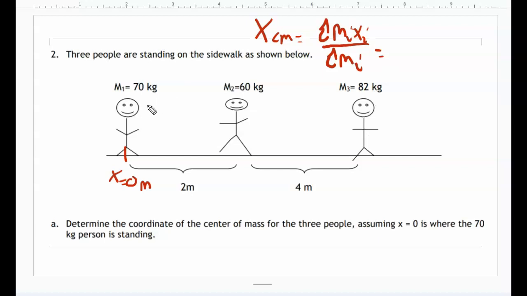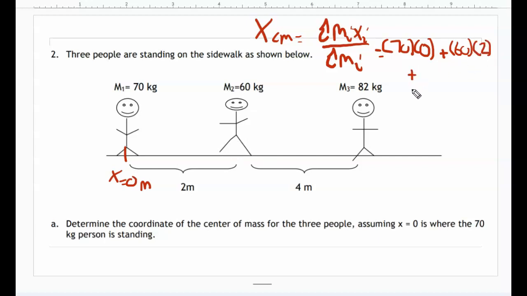So I'm going to plug in. On the top, I have mass 1, which is 70, times x1, which is 0. Remember, x represents how far you are from the origin, but in this case, the origin is right here where this person is standing. So that's why we just have 0. Then I'm going to add, remember sigma represents addition, m2 times x2. So here m2 is 60, and I'm going to multiply that by x2, which in this case is how far this person is from the origin, which is 2 meters.